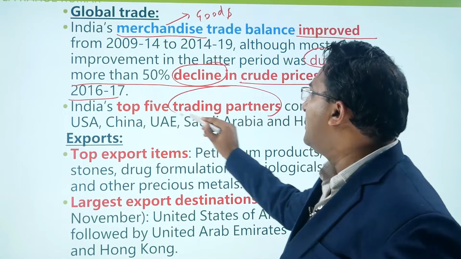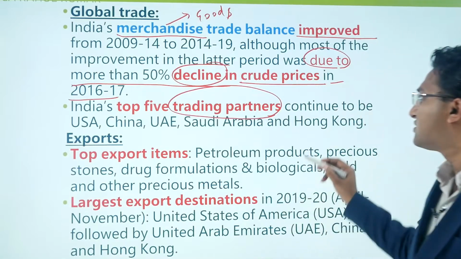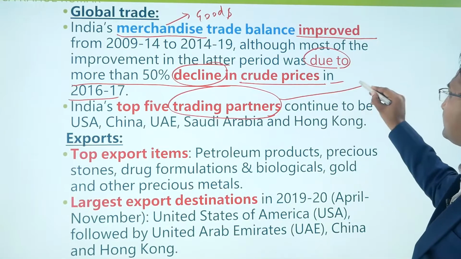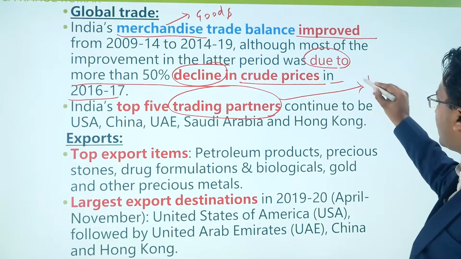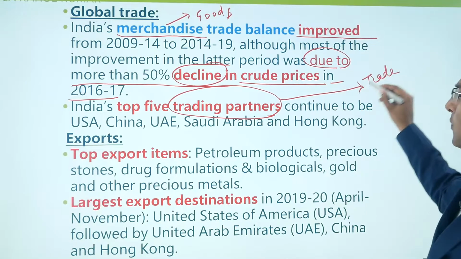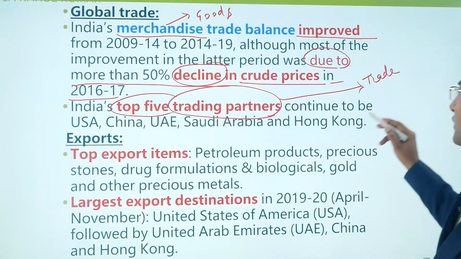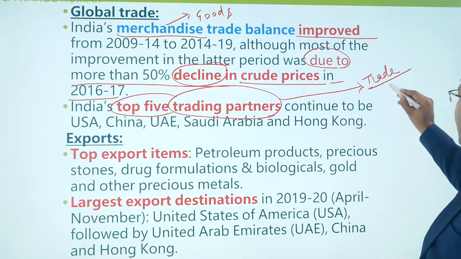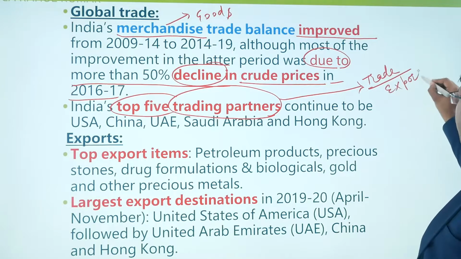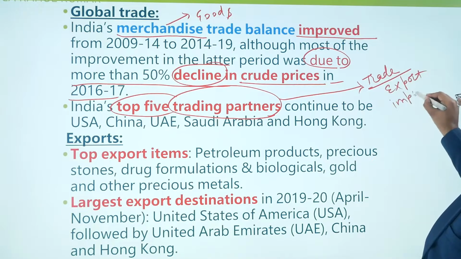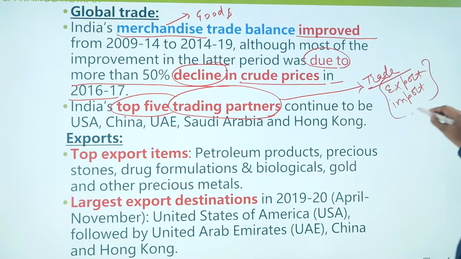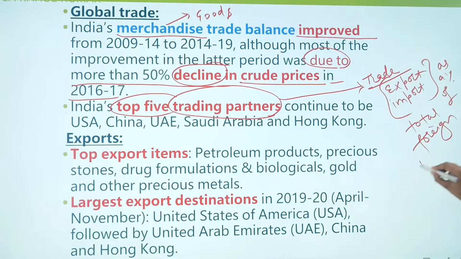Now, India's top 5 trading partners. What is the meaning of trading partners? So trading partners means the countries with whom we are doing the trade. So top 5 trading partner means the countries with whom export and import combined as a percentage of total foreign trade of the country.